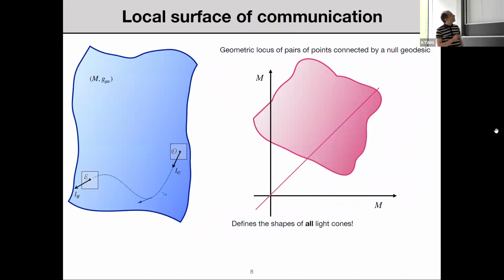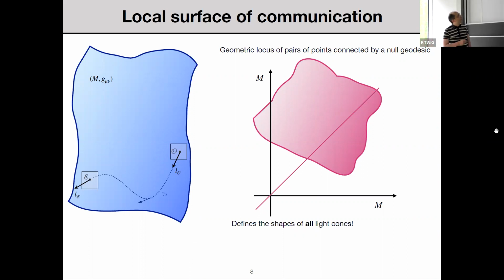Okay, now comes the most important notion of the whole business, something I call the local surface of communication. I've never seen this notion actually defined in the literature about light propagation, which surprised me. So basically, it's the geometric locus of pairs of points which can be connected by a null geodesic. So out of these points, we pick up those points for which we can find a null geodesic connecting them. Of course, this is not true for any 2 points here, but this is true for many of them. And this will be a set here.